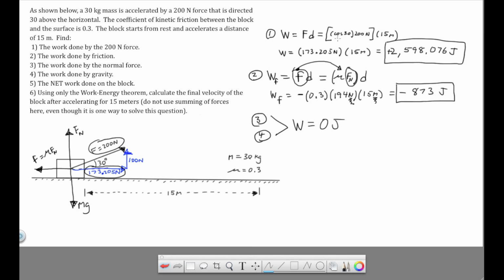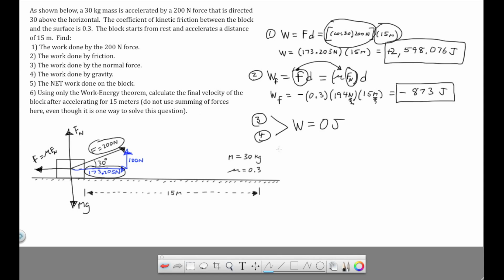For both of these here, the force and the distance. So take number 1 for example. This force and this distance are parallel to each other. So 3 and 4, the work done by normal force is 0. The work done by gravity is 0. The reason being is that both of those forces are perpendicular to the motion.